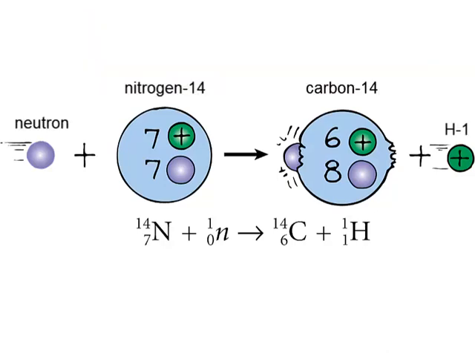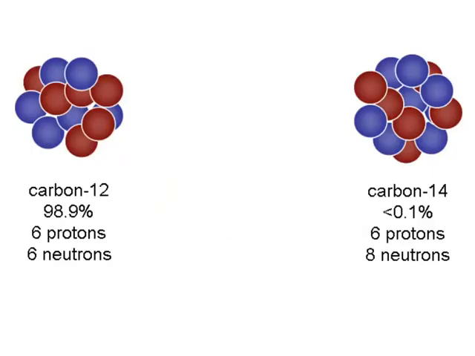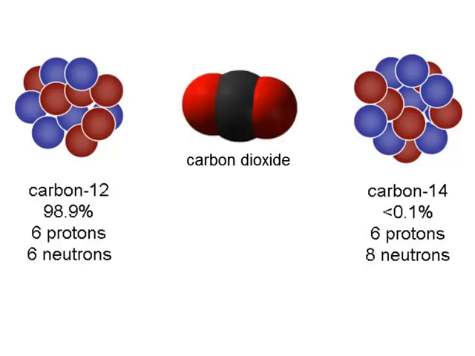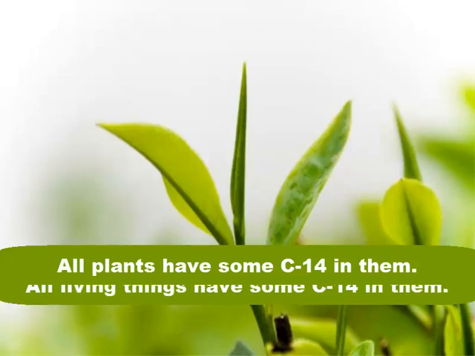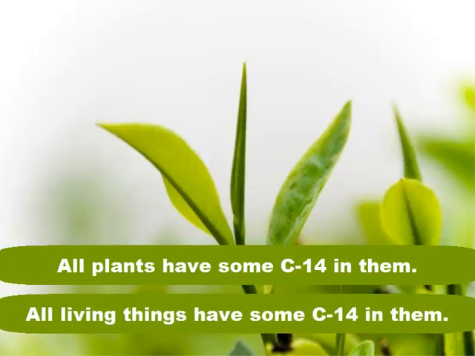When nitrogen-14 is hit by a neutron, carbon-14 and hydrogen are produced. Most of the carbon that exists on Earth is stable carbon-12, and in the air, it appears mainly in the compound carbon dioxide. Because of the cosmic bombardment, a tiny fraction of the carbon in the atmosphere is carbon-14. Like carbon-12, it joins with oxygen to form carbon dioxide, which is then taken in by plants. All plants have a tiny bit of radioactive carbon-14 in them, and so all living things contain some carbon-14.